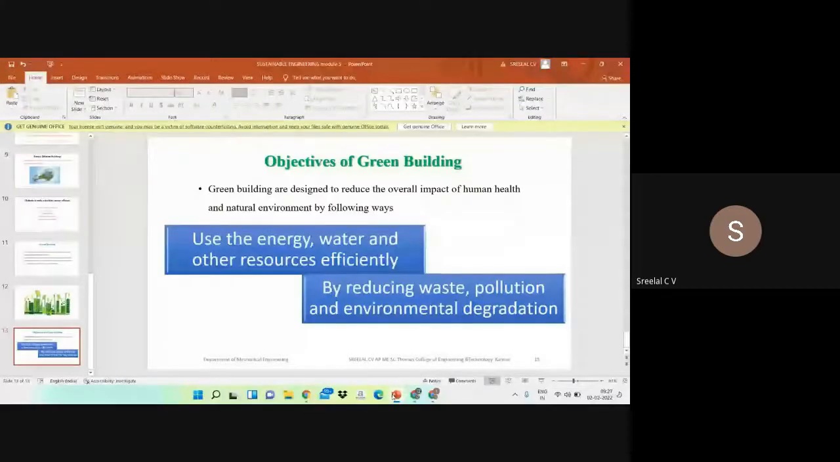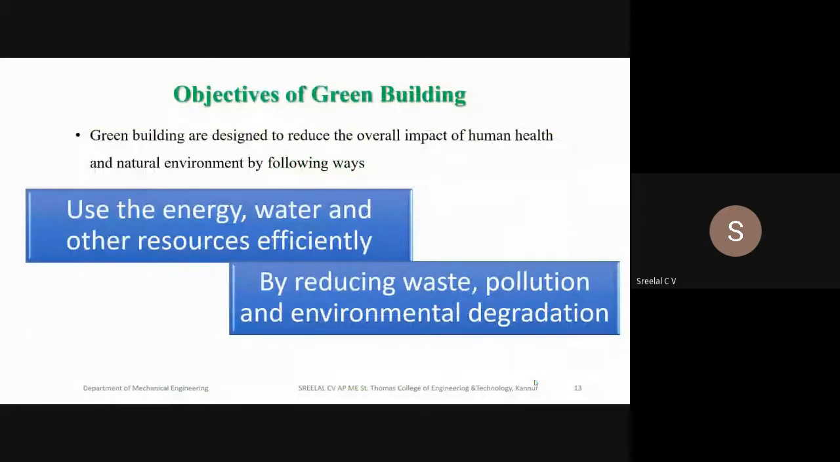So here we are discussing the objectives of a green building. Green buildings are designed to reduce the overall impact on human health and the natural environment in the following ways. We will be discussing this particular objective in two sentences: the use of energy, water, and other resources efficiently, and reducing waste, pollution, and environmental degradation. So here our energy, water, and resources must be used efficiently.